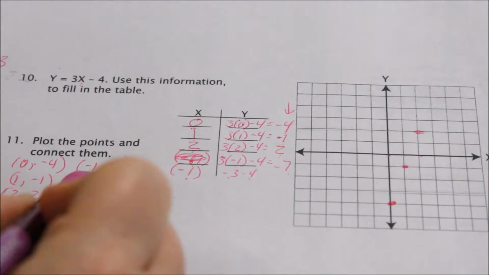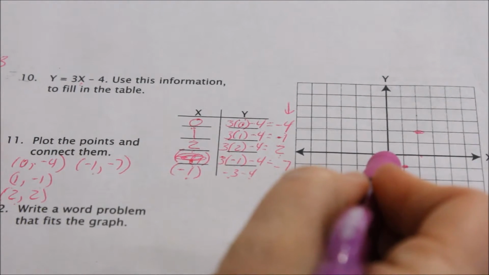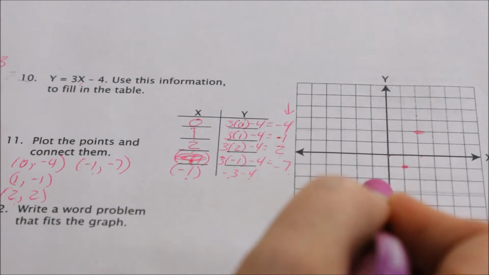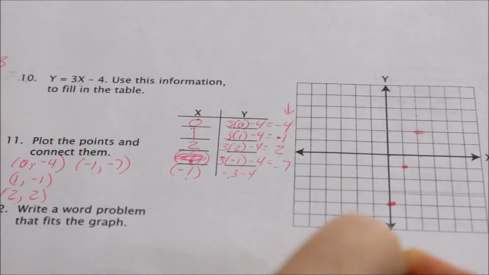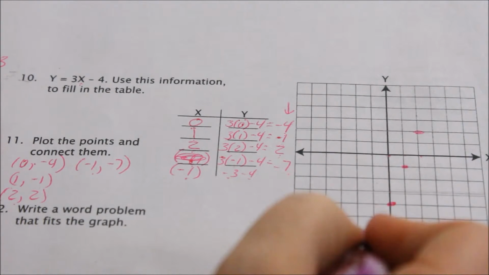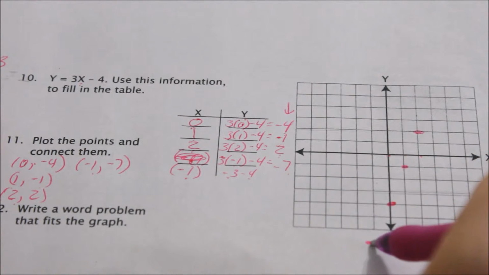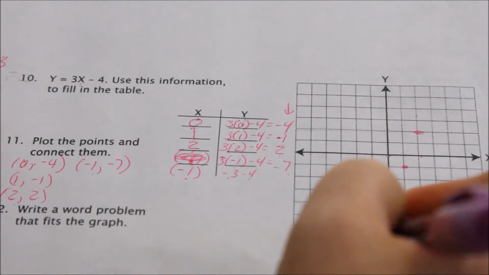Okay, now this negative 1, negative 7. Negative 1 in the x direction means to the left. Down 7. 1, 2, 3, 4, 5, 6, 7. It will be off the grid, but somewhere right there. Basically, your points should be in a line. This one's a little off. That should be about right there.